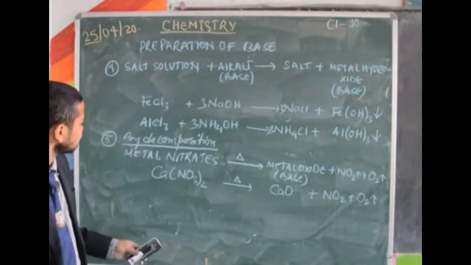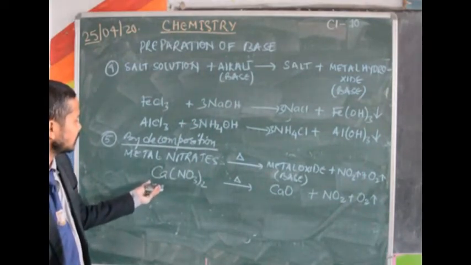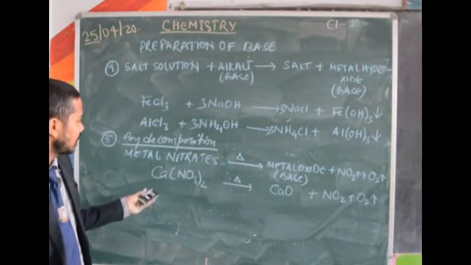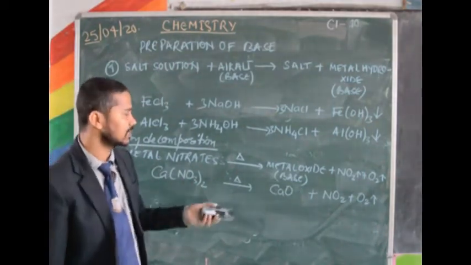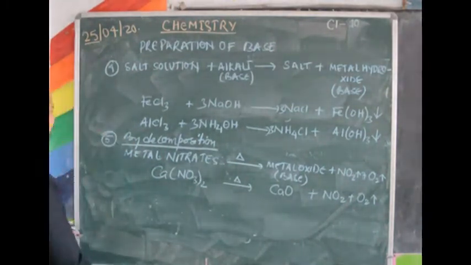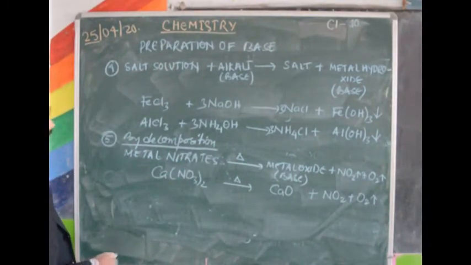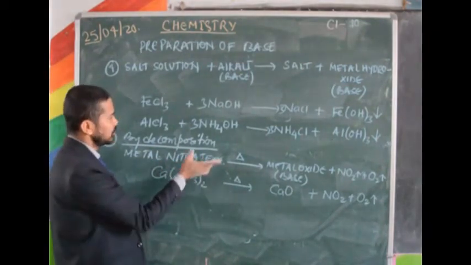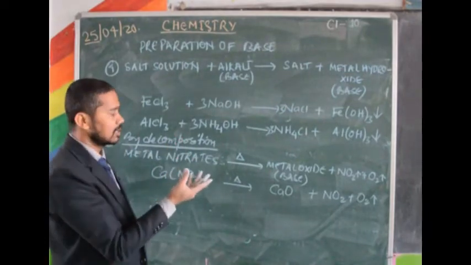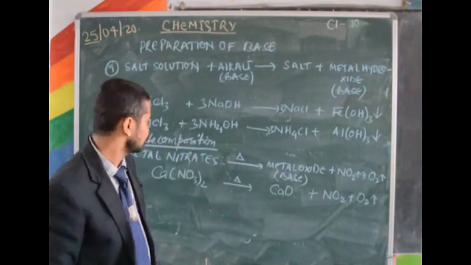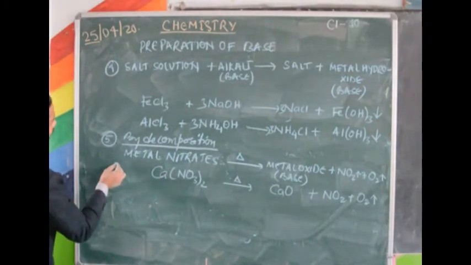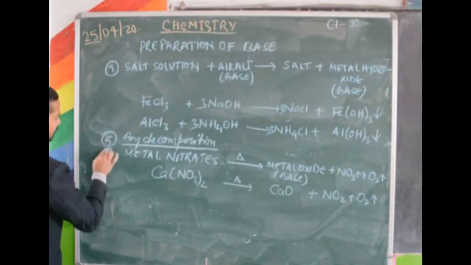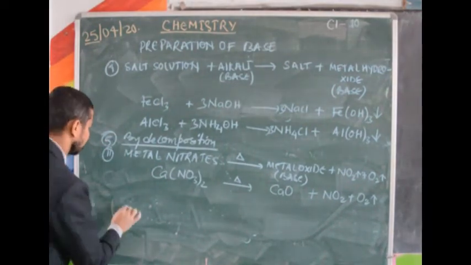Then similarly we can do this with lead nitrate also. Lead oxide will be obtained, then nitrogen dioxide, then oxygen, and this way we can make metal oxide. When we are heating nitrates, nitrogen dioxide will come out. When we are heating carbonates, then carbon dioxide gas will come out. So this was number 5.